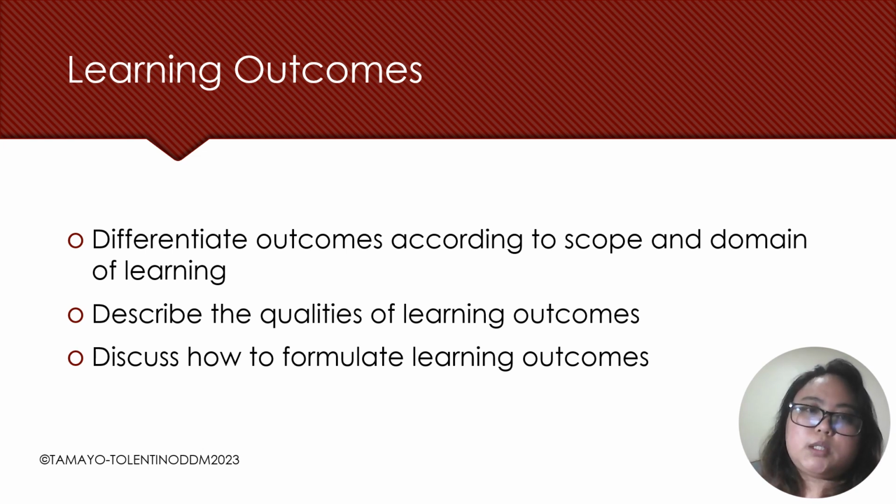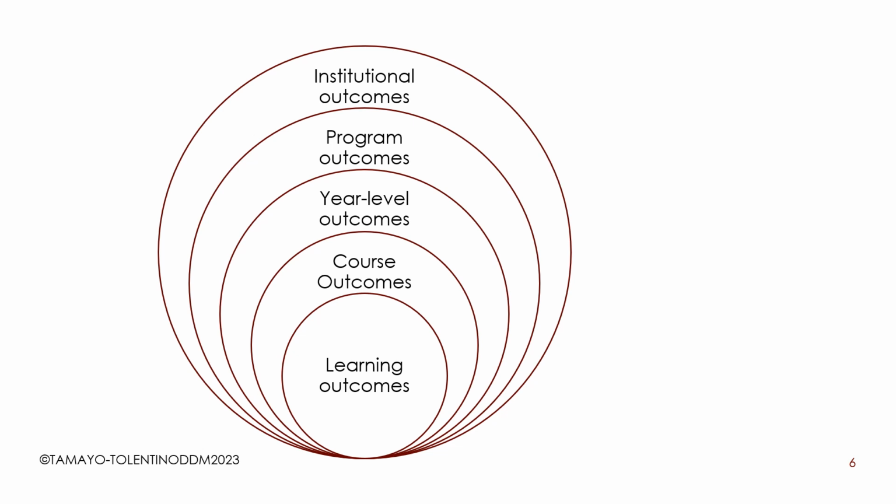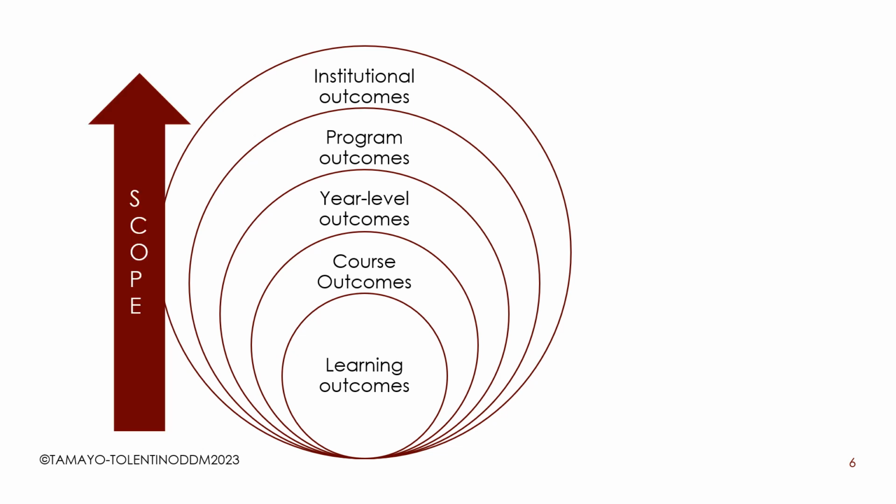Learning outcomes can be considered as the general terminology for any type of outcome, or it can also be considered as the smallest unit of outcome in terms of scope. We call outcomes different names depending on their scope and level of implementation. The smallest is the learning outcome, which can be the session outcomes or the module outcomes, depending on how the content is structured and organized. This is considered to have the narrowest scope because it is implemented at the instructional level.